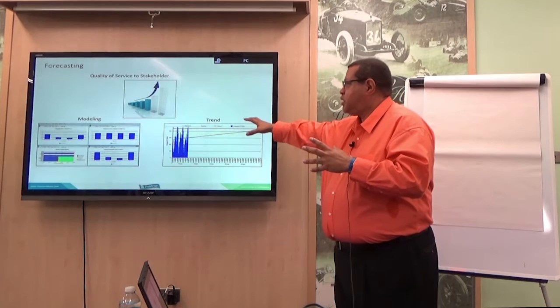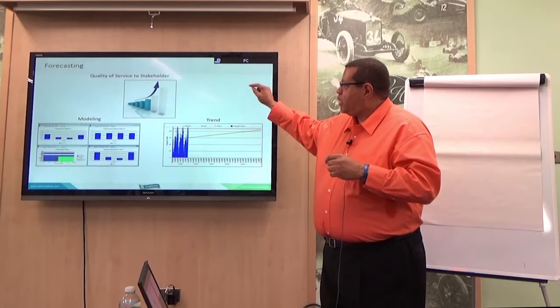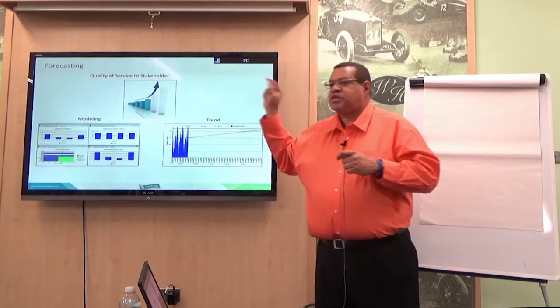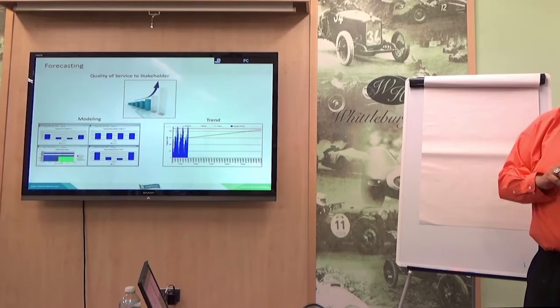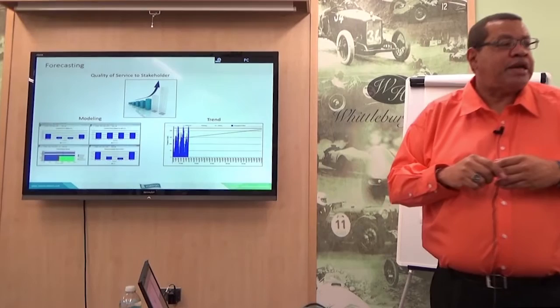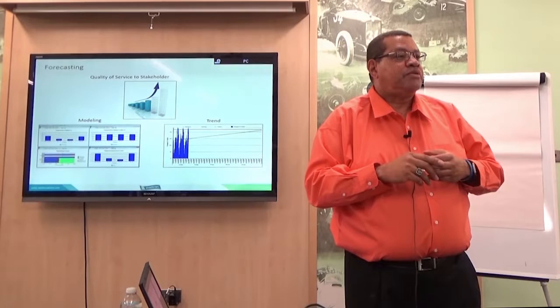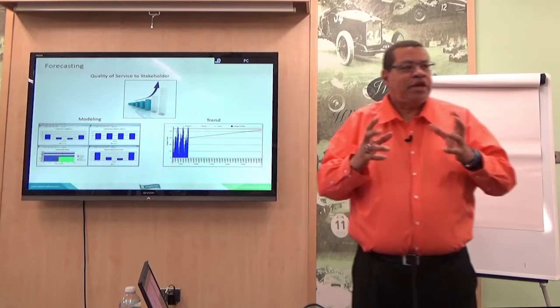And it comes in three flavors. The key point of capacity management is that top picture: the quality of service to the stakeholder, whoever that stakeholder is. It could be you sitting out there at your PC trying to enter an insurance claim. Okay, it could be that. It could be you standing at the ATM wanting to get money to go to dinner or to go to a concert or something like that. You know, that's what that whole quality of service is about.